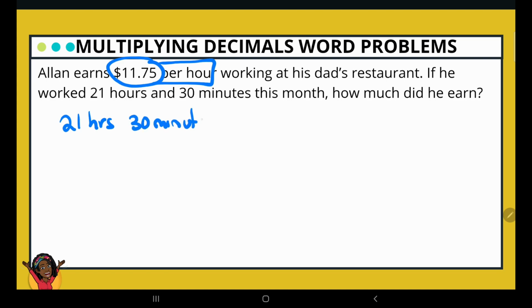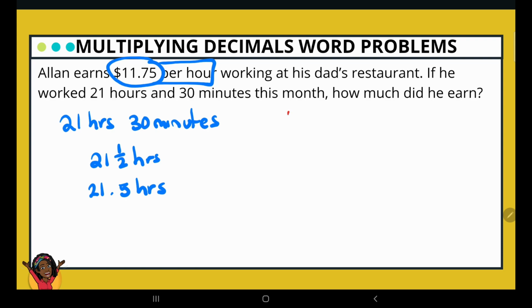Now we can convert this 30 minutes into a fraction. Now you know there are 60 minutes in an hour. So if I take into consideration 30 minutes, I can say that Alan worked 21.5 hours, which can also be written as 21 and a half hours. Just to recap that, there are 60 minutes in 1 hour. So if he worked 30 minutes, that means he worked half an hour. Half an hour can be represented using a fraction here or decimal of 0.5. So now we're going to go ahead and work with our decimals.